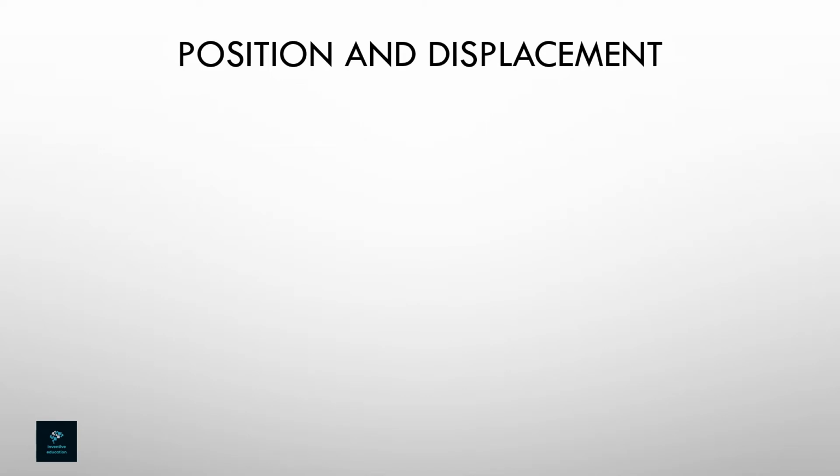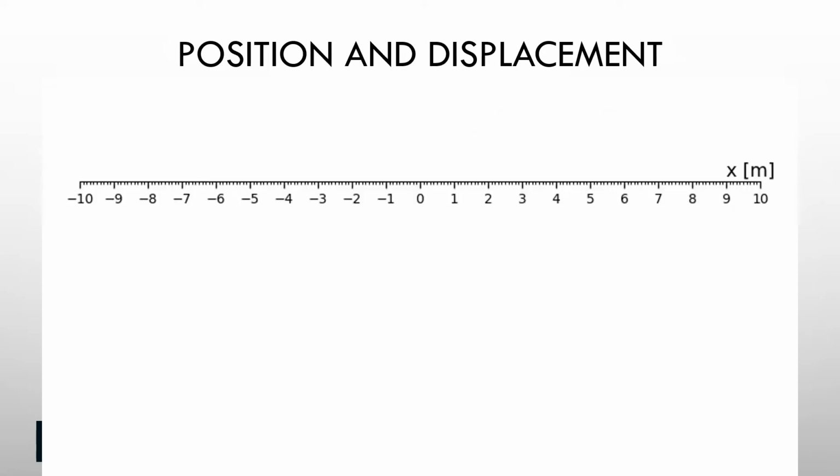Now, what are the position and displacement of an object? An object is located with respect to a reference point, usually the origin or 0 on an axis. Direction of motion is positive when the object moves in the positive x direction, and direction of motion is negative when the object moves in the negative x direction.